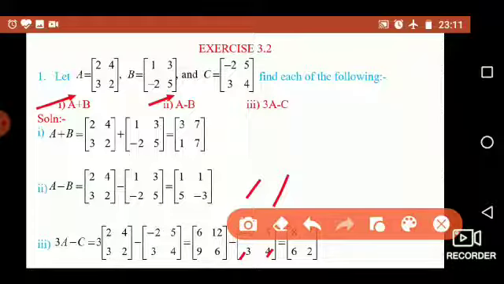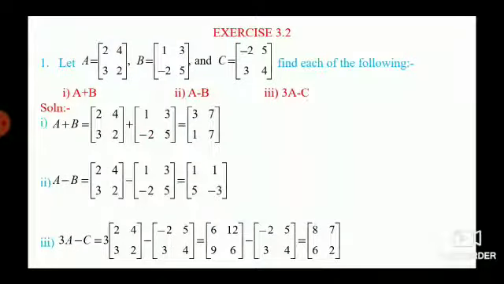We will subtract the corresponding elements of both the matrices. Therefore, 6 minus of minus 2 gives 8. 12 minus 5 gives 7, and 9 minus 3 gives 6. Finally, 6 minus 4 gives 2. Therefore, 3A minus C is equal to a matrix containing the elements 8, 7, 6, 2.